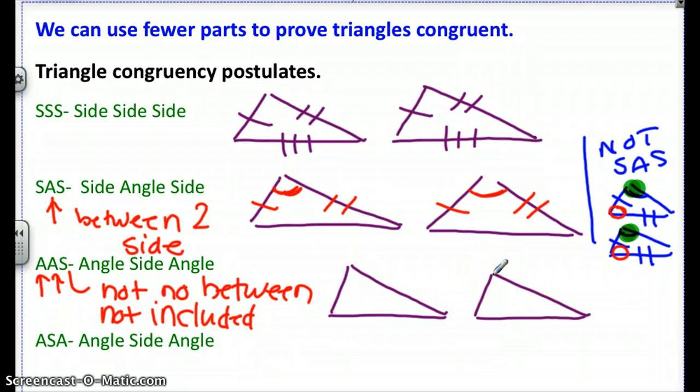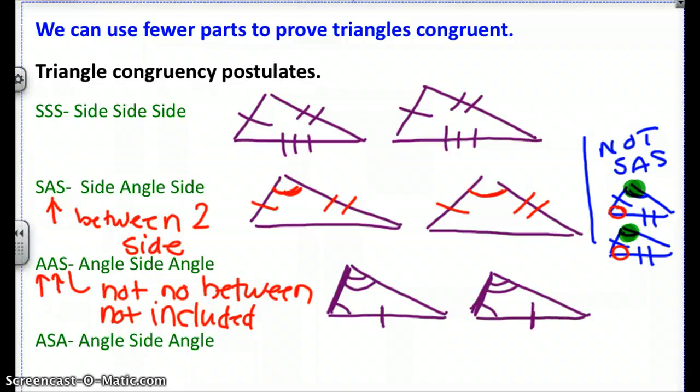So I need an angle, I need another angle, and I need the side that is not between the 2 angles, not included. So I should not be marking this one and this one because that's between or included. So I either need to have the bottom one marked or I need to have the one over on the right-hand side marked. I'll mark the bottom one. So that's called angle, angle, side.